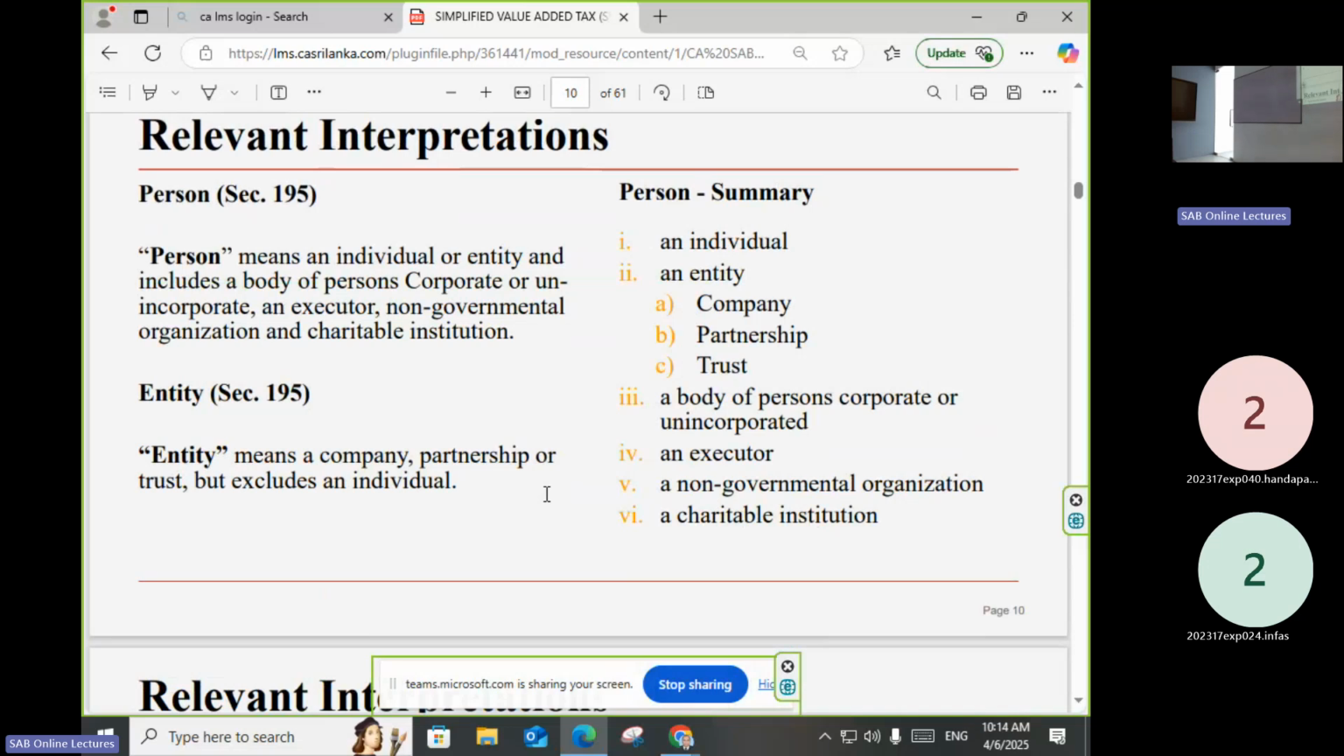A charitable institution. What is a charitable institution? Charity?